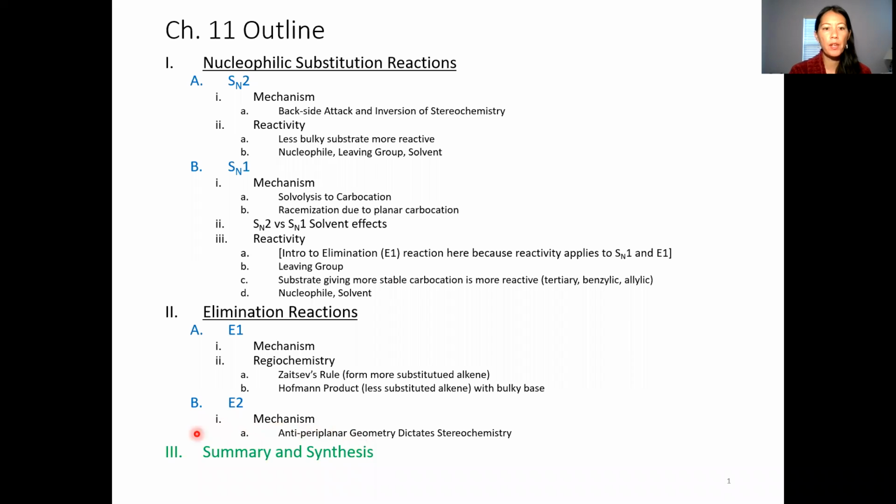So I'm going to give you the tools on how to decide which mechanism is going to be operative, and then you'll be able to predict the products. So let's just look. You guys have already learned all this. We're just doing a summary and some synthesis and some practice.